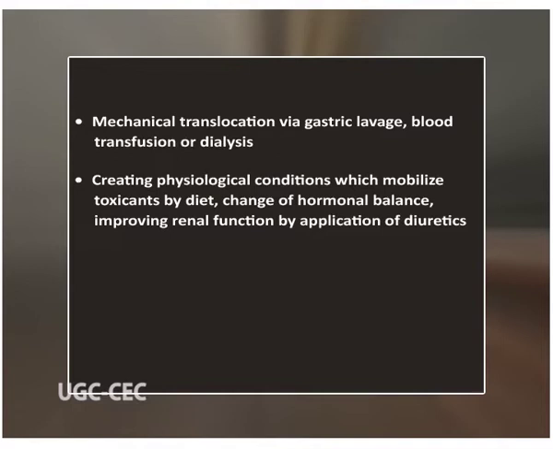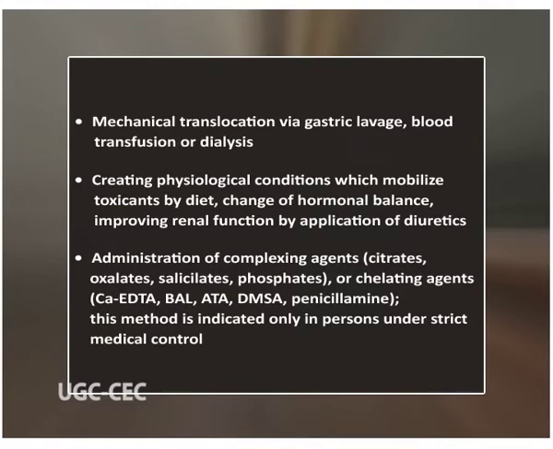Number 2 is creating physiological conditions which mobilize the toxicant via diet, change of hormonal balance, and improving renal function by application of diuretics. And number 3 is administration of complexing agents, for example citrates, oxalates, silicates, phosphates or chelating agents. This method is indicated only in persons under strict medical control.